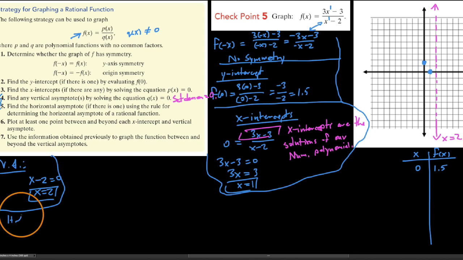When I compare the top degree to the bottom degree, it is balanced degrees. The top and the bottom of our ratio are kind of in balance with one another. So we'd say that our horizontal asymptote is the ratio of the leading coefficients, where our leading coefficients are 3 and 1. So we say y equals 3 over 1, or y equals 3. So here's our horizontal asymptote.